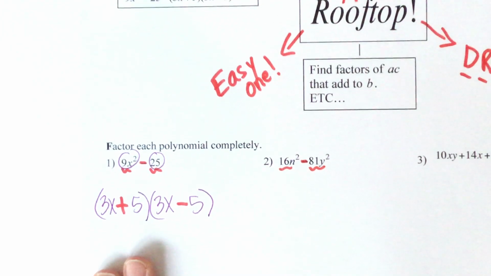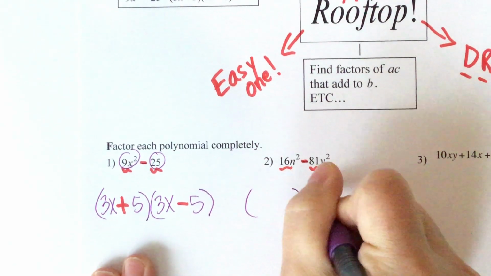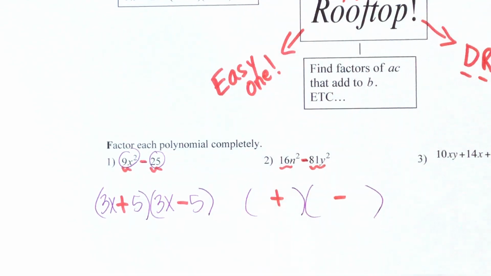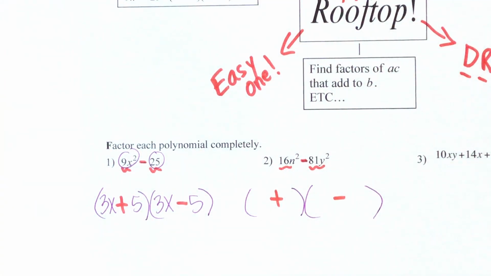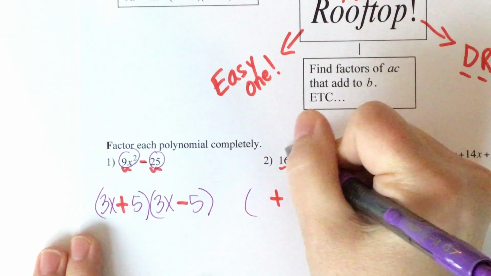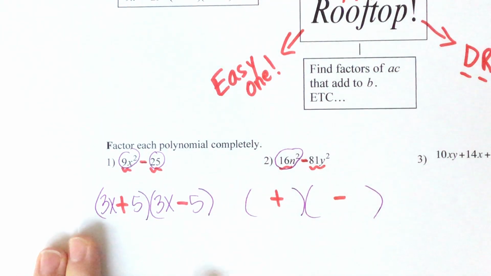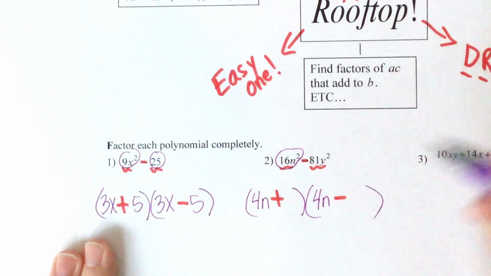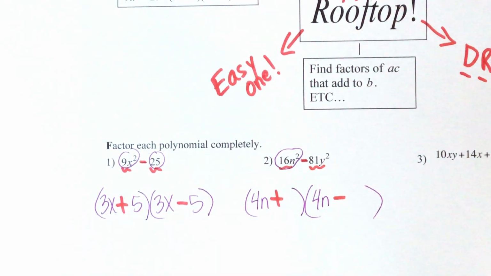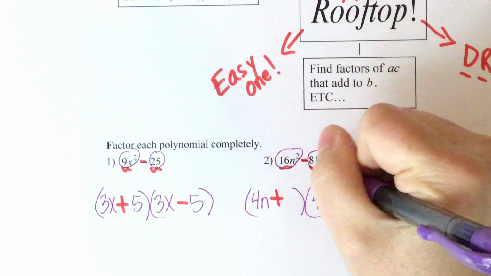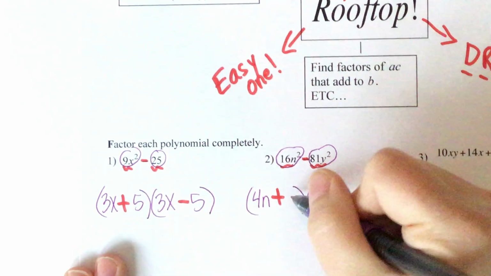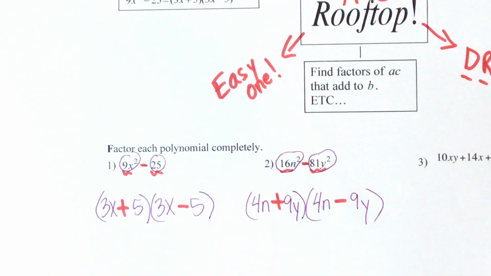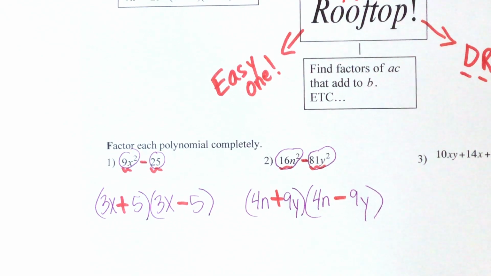They are. So we're going to build our 2 sets of parentheses. One gets a plus, and one gets a minus. And then you're going to take the square roots. What's the square root of 16n squared? 4n, because 4n times 4n makes 16n squared. And then what's the square root of 81y squared? 9y, because 9y times 9y makes 81y squared. And that's our answer.